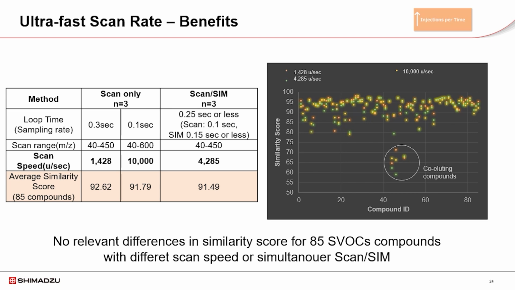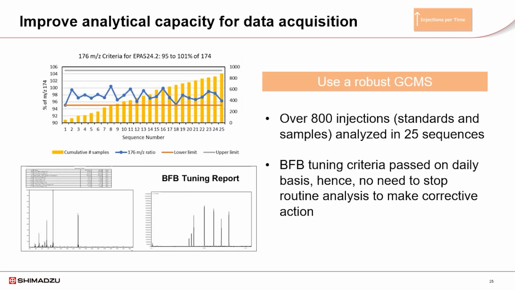For the BFB check, we can run without any maintenance over 800 standards and sample injections in 25 sequences. We stopped this study at over 800 injections, but it still passes. We gave up continuing it.